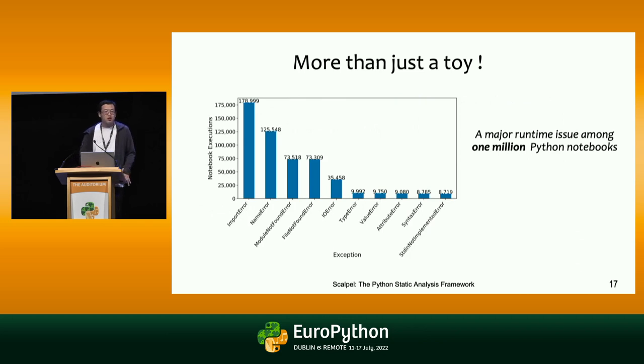But even so, if you work on data science, you often use computational notebooks like JupyterLab, right? I heard that some people are using that. Are there people using Jupyter Notebook? Okay, thank you. We read that three years ago there was a study pointing out that among 1 million computational notebooks, name error is actually a major problem.